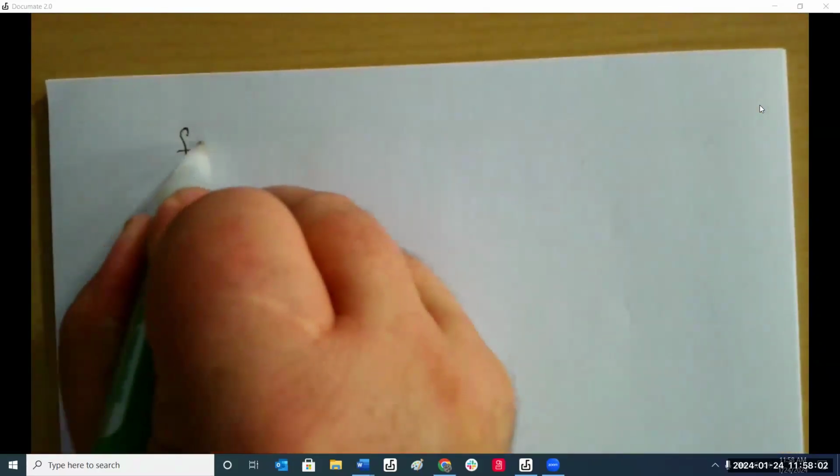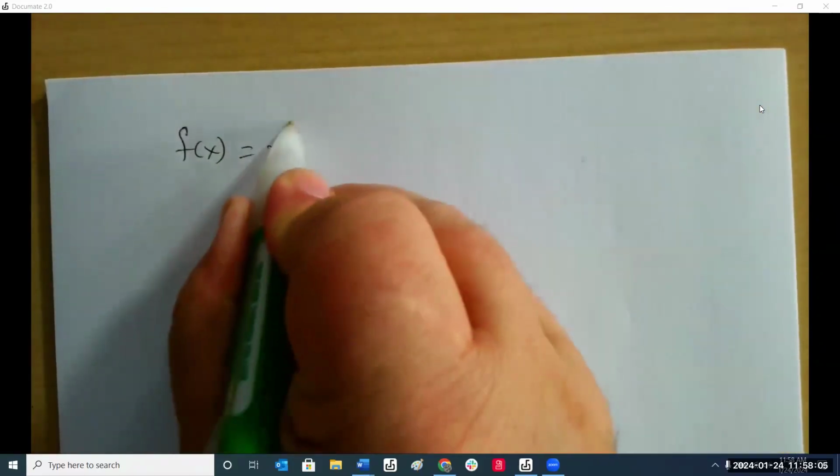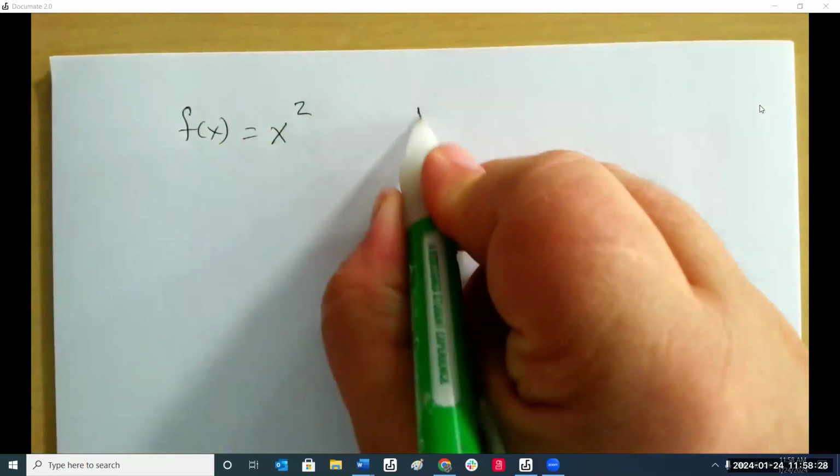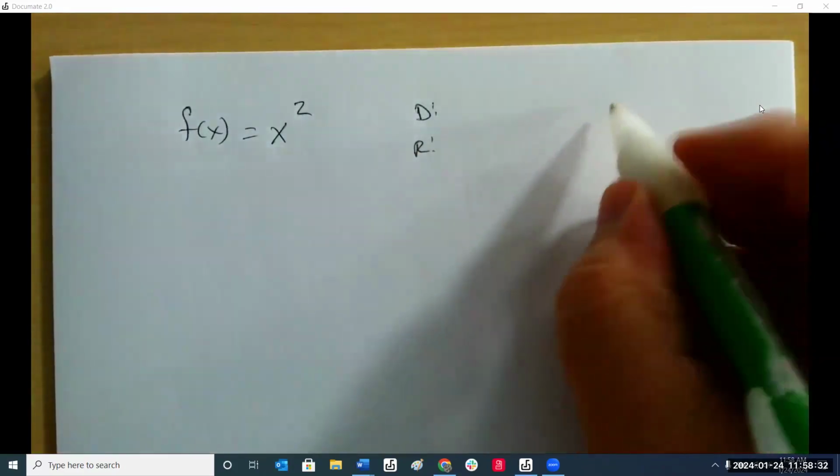Let's look at the opposites of those, the inverses of those. We know this is called the quadratic equation. What's the domain and the range? Let's look at the graph of this one.